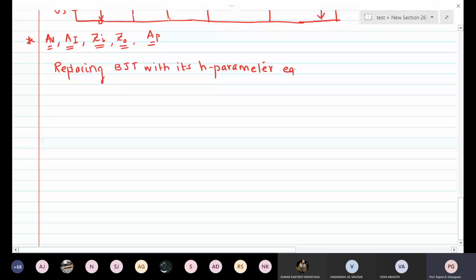So again we have two varieties, one with bypassed RE and one with unbypassed RE. Now my objective is to replace the bipolar junction transistor with its H parameter equivalent circuit. Can anyone tell me, for a BJT in common emitter configuration, what is the H parameter equivalent?